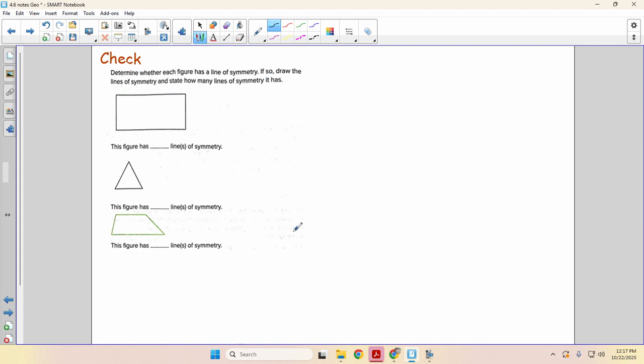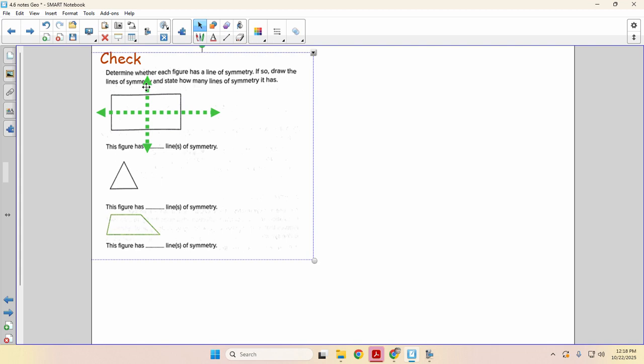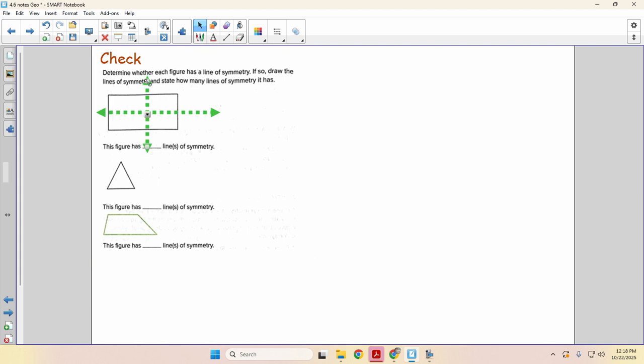We're going to pause this video, and you guys are going to do this little check right here. When everybody's ready, go ahead and unpause this video, and we will look at the answers. All right, a rectangle has 2 lines of symmetry. One that goes horizontally, and one that goes vertically. So a rectangle has 2 lines of symmetry.